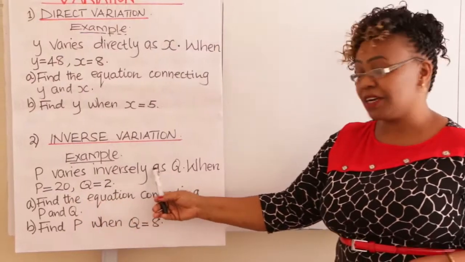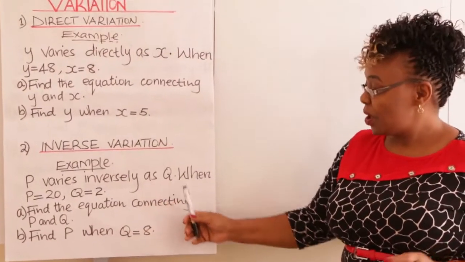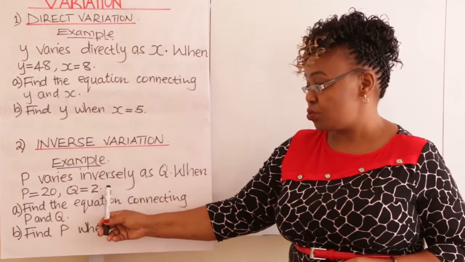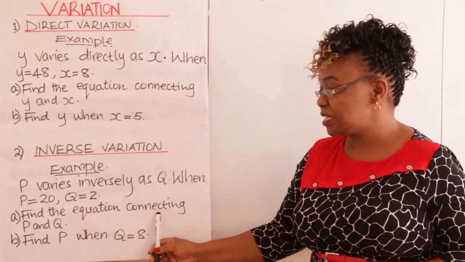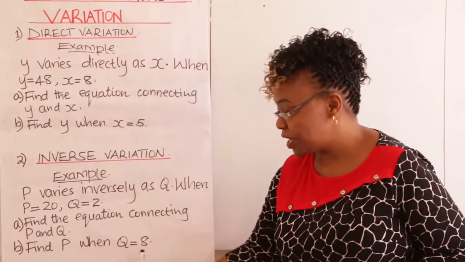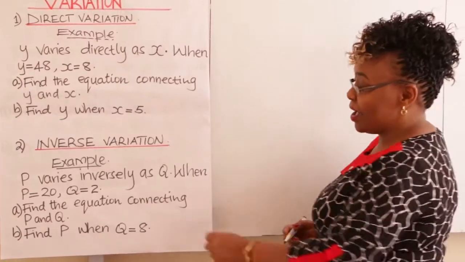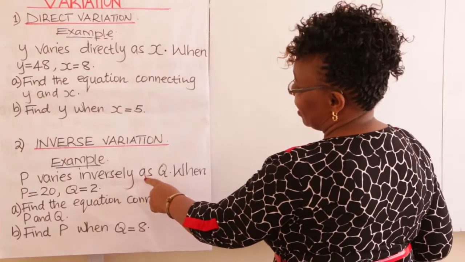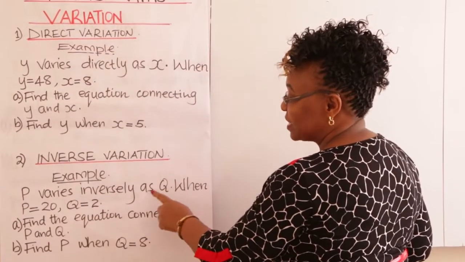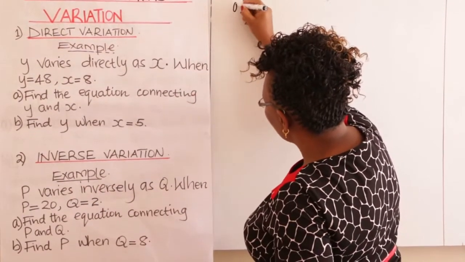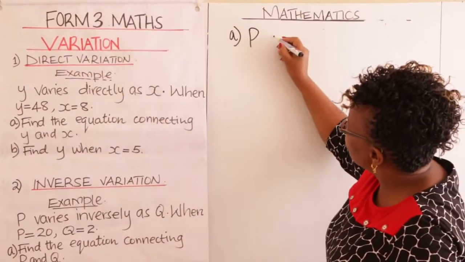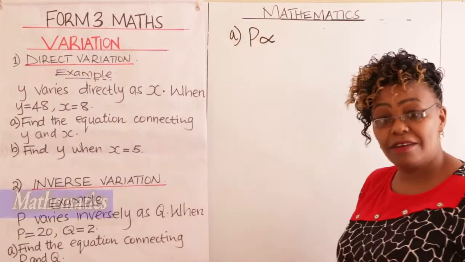Therefore, let us look at this example. P varies inversely as Q. When P is 20, Q is 2. a, find the equation connecting P and Q, and part b, find P when Q is 8. We go to the first sentence. How do we write it in short? P varies inversely as Q. You write your P, and you put the proportionality sign.